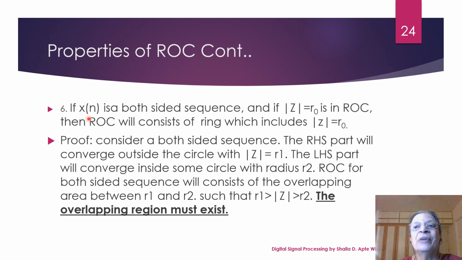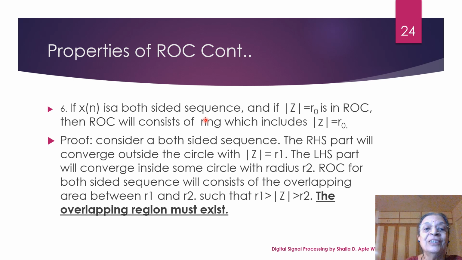Now the sixth property of ROC: if Xn is a both-sided sequence and if mod z equal to R0 is in ROC, then ROC will consist of a ring which includes mod z equal to R0. Now for a right-handed sequence, as we have understood, the region of convergence is the area outside mod z equal to R0, and for a left-handed sequence it will be the area inside the circle with mod z equal to R0.